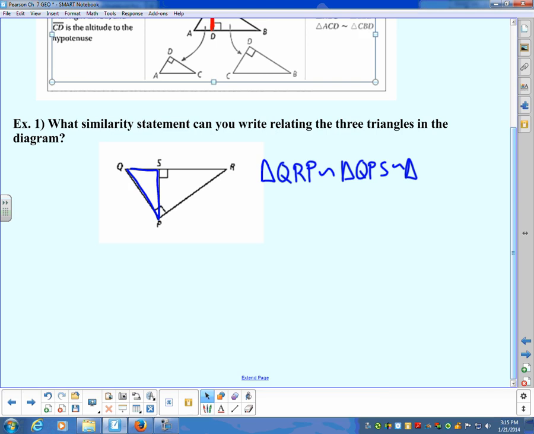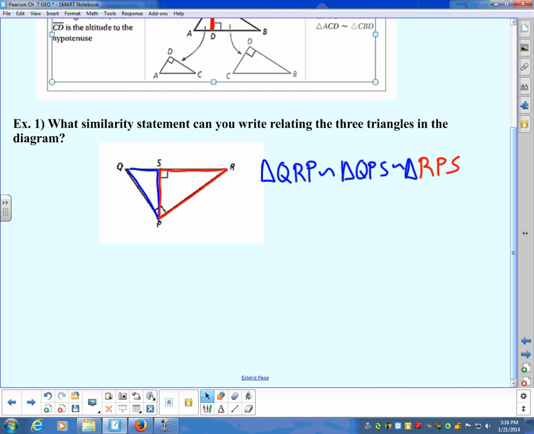Okay, over here, I've got this triangle, and I want to talk about the piece that the big triangle and the red triangle share. So let's start with that piece. What angle do they share? They share R. So it's going to be R, and then go down the hypotenuse, so PS.